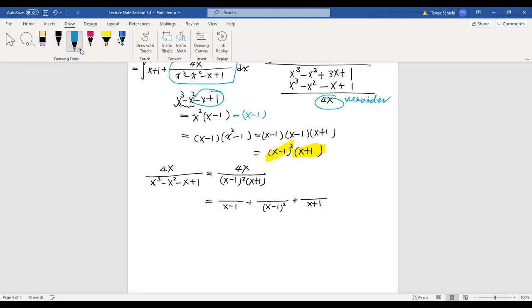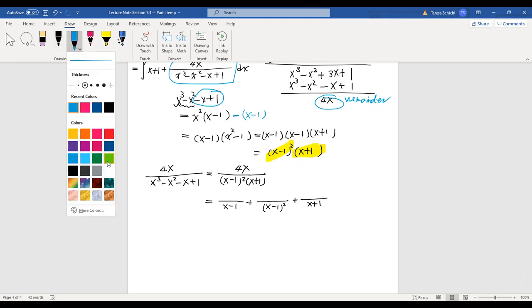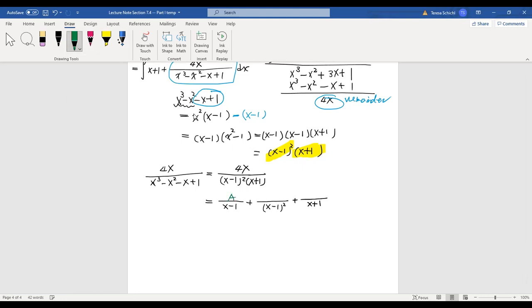Because they are all linear terms, I can say this is A, B, C. Remember we said this is x minus 1 to the square, so the square is higher. Why do you not put Bx plus C here? The reason is that when we find a common denominator, this x term would carry out here, because this is only x minus 1, so you need to multiply by x minus 1. That's why for the repeated term, I just need the constants. Now let's try to find A, B, C.